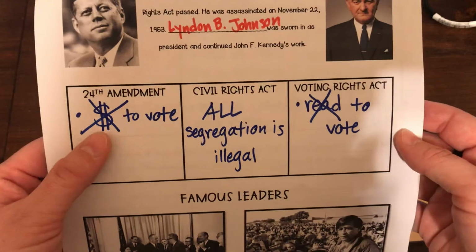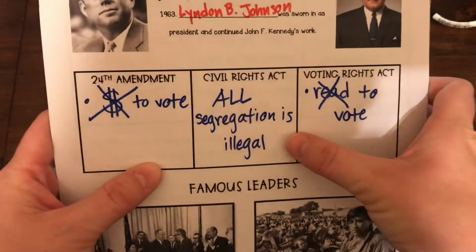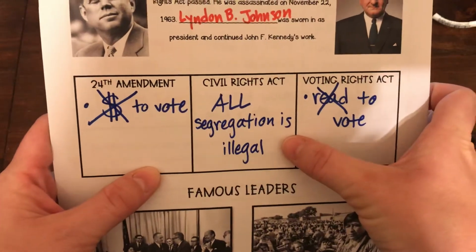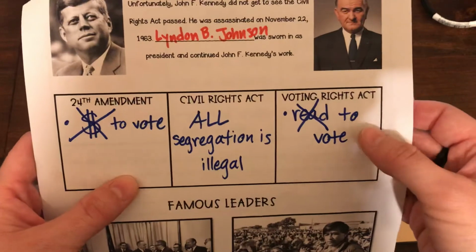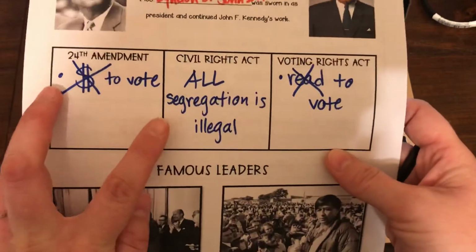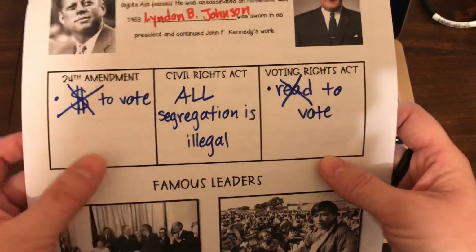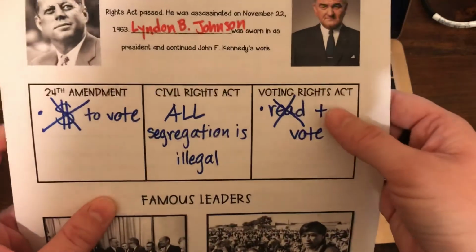24th Amendment, you did not have to pay money to vote anymore. The Civil Rights Act was passed. All segregation is illegal. You could go to any park, museum, restaurant, movie theater, anything, and segregation was not legal. So people had to follow that, even unwillingly, but they had to follow it. It was now law. And then also the Voting Rights Act.